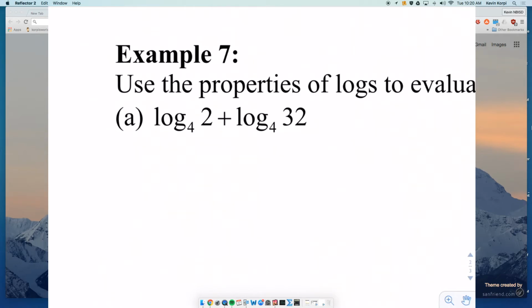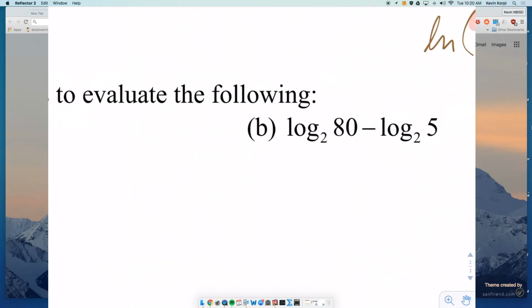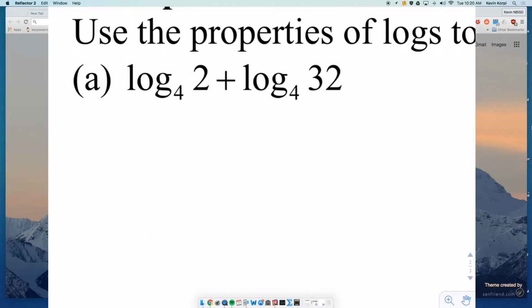All right, example 7. It says to use the properties of logs to evaluate the following. Now, evaluate means to come up with the equivalent expression for the expression that's given. And if you notice, expression A, there are no variables in it. So it's a number. That is some number.